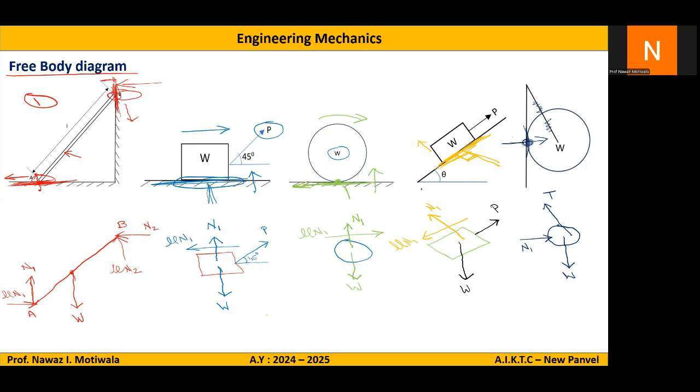So let me write somewhere. So the first force which we are going to show in the free body diagram is the applied force. The second force which we show is the self-weight. The third force which we show in the free body diagram is the reactions. And the fourth force which we show is the friction force. So when we complete showing all these forces acting on the body, the diagram so formed will be known as free body diagram. So hope you have understood.